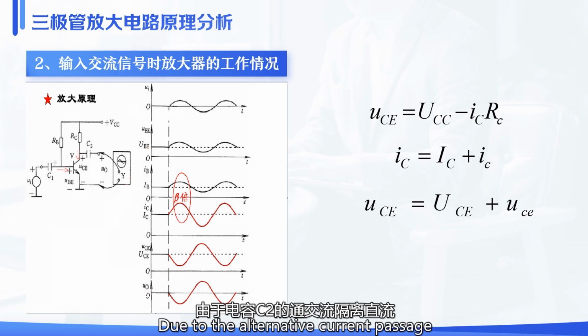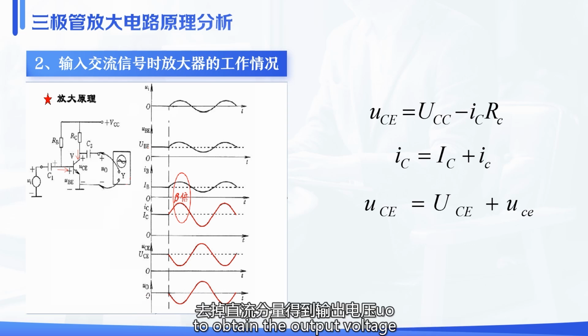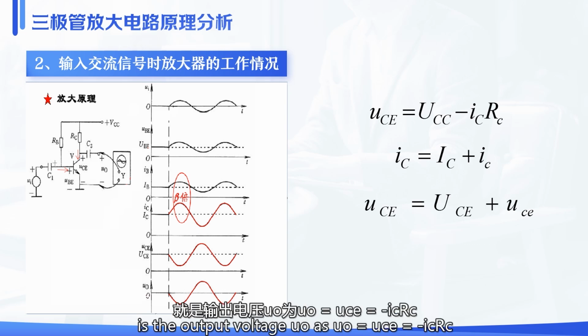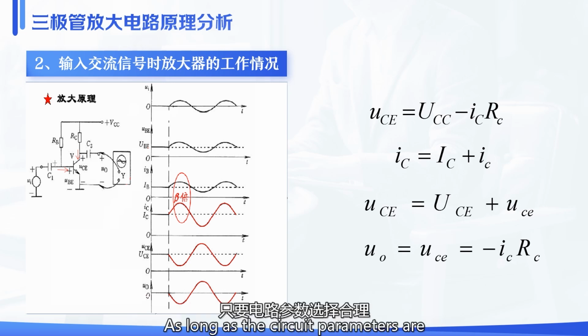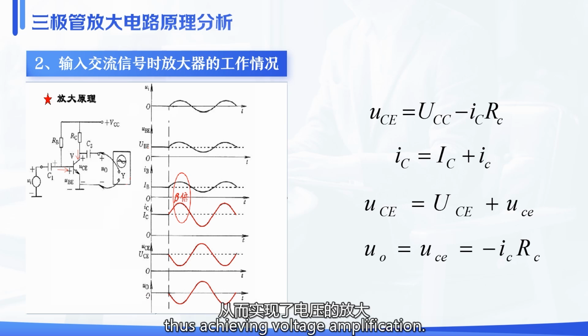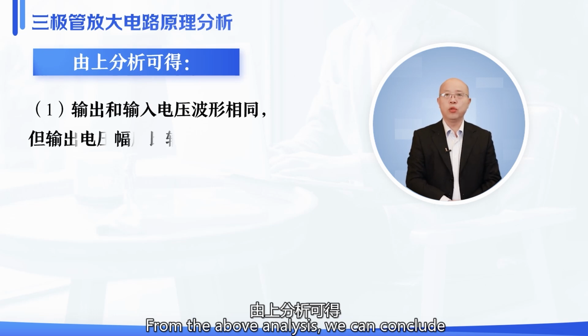Due to the alternating current passage and direct current isolation of capacitor C2, uCE is passed through the coupling capacitor C2 to obtain the output voltage UO by removing the direct current component. Then the alternating current part of the voltage drop uce is the output voltage: UO equals uce equals minus ICRC. As long as the circuit parameters are reasonably selected, the change amplitude of UO will be much greater than UI, thus achieving voltage amplification. From the above analysis, we can conclude: 1.